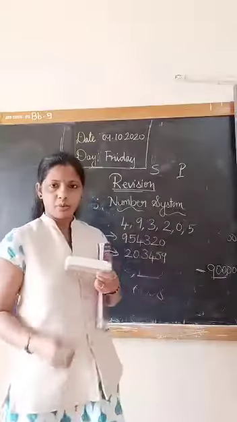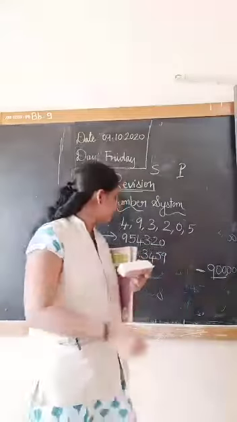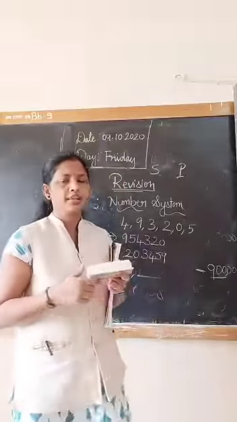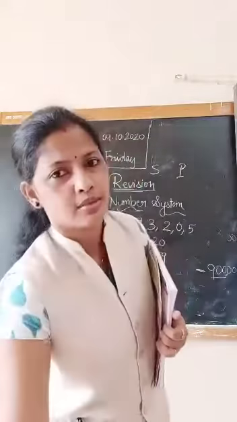Or else from the smaller number only. But if you write 0 first, there will not be any value to it. So you have to write the 0 in the second place. So is that clear?